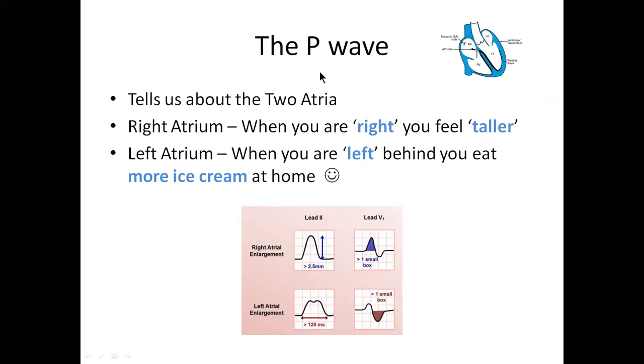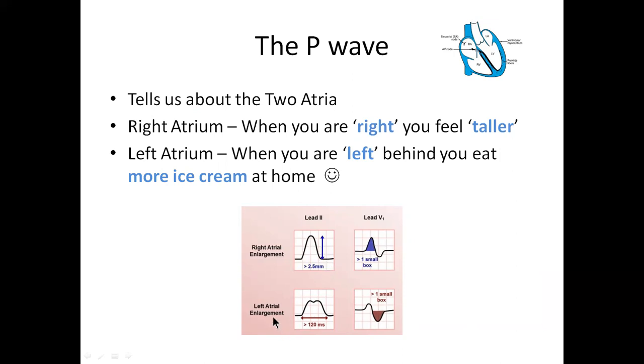So the P wave tells us about the two atria, the right atrium and the left atrium, and the only abnormality they can have is they can become big. So if the right atrium becomes big, it becomes tall. The way to remember it is when you are right, you feel taller, and the magic number is 2.5 millimeters or more. So right atrium, if it gets bigger in lead 2, the P wave becomes tall.